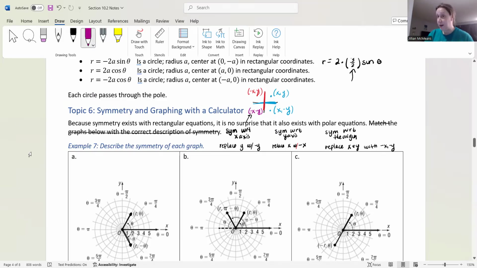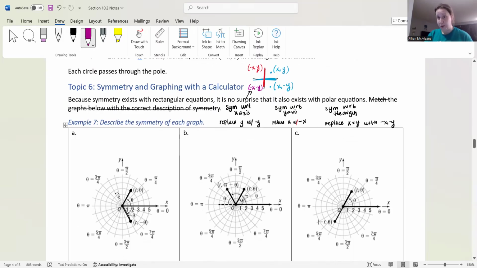Now, we have something very similar in the polar world, and we talked about it a little bit already, but let's really dive in, okay? So in order to have symmetry with respect to the polar axis, remember this right here, this is your polar axis. So to have symmetry with respect to the x-axis or the polar axis, we basically let theta equal negative theta. And if we get the same function back, then we've got some kind of symmetry.